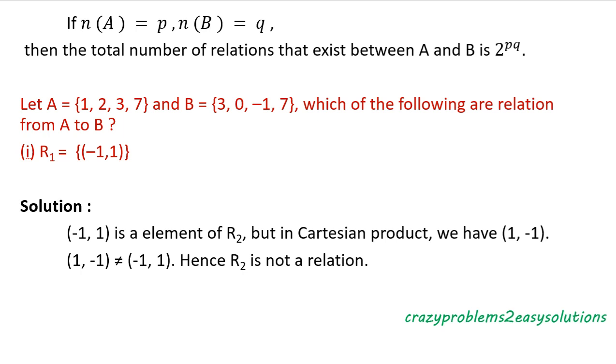So now we have seen the theory, let us look at some problems. Let A equal to {1, 2, 3, 7} and B equal to {3, 0, -1, 7}. Which of the following are relations from A to B? So first one, R1, we have to take (-1, 1). So the solution: (-1, 1) is an element of R2, but in the Cartesian product we have only (1, -1). So (1, -1) and (-1, 1) are not equal. So this is not a relation.